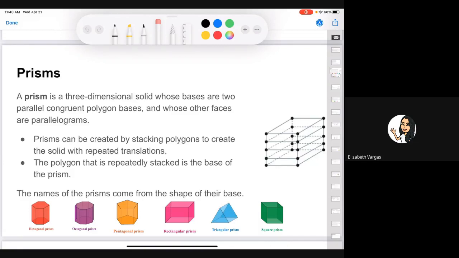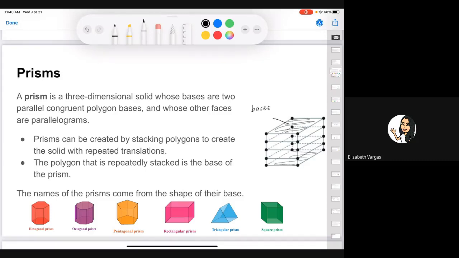Okay, so a prism. That's the first one we're going to look at. So what is a prism? A prism is a 3-dimensional solid whose bases are 2 parallel congruent polygon bases and whose other faces are parallelograms. So basically what it's saying is its bases are 2 parallel congruent polygon bases. These would represent its bases, this top part and this bottom part. So we can label that as its bases.